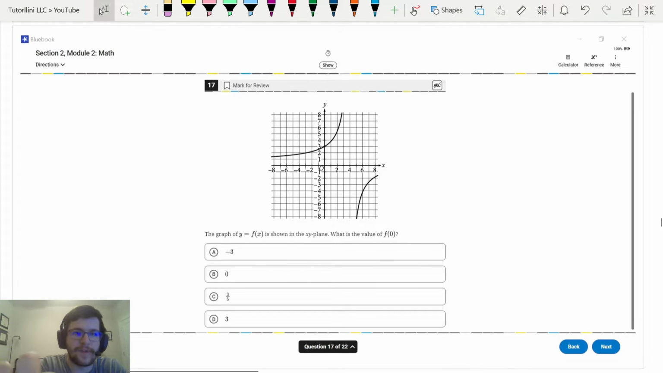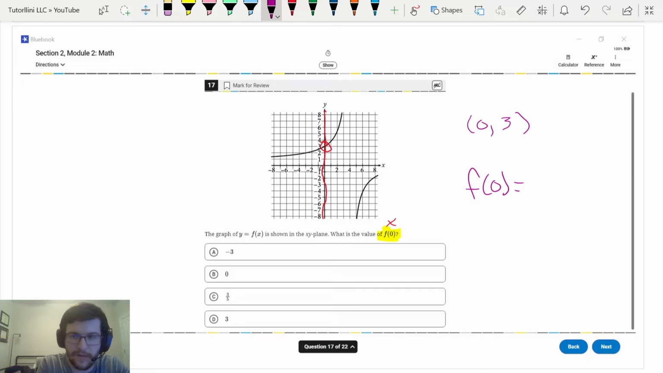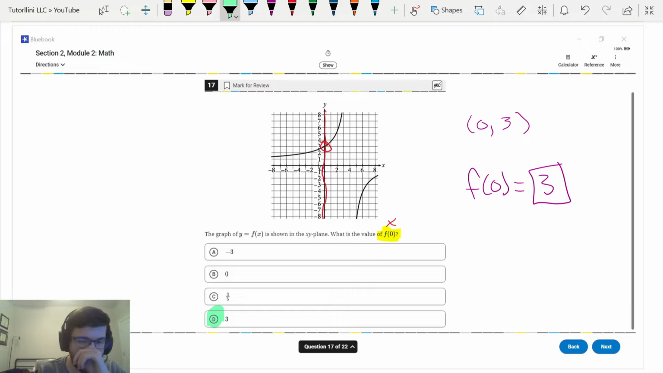So this says f of 0. Remember, the thing inside the parentheses for function notation is almost always x. So we're going to look where x is 0. Okay, that's here. It crosses the function here. So the y value is 3. So the point 0 comma 3 translates to f of 0 equals 3. And that is the answer. It's just asking you to read the graph when x equals 0.